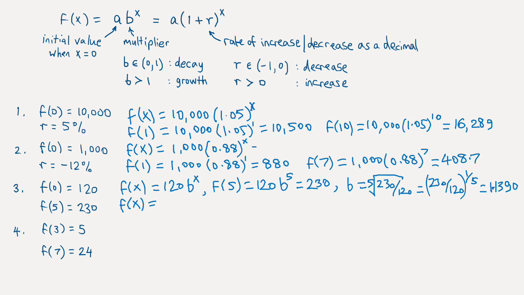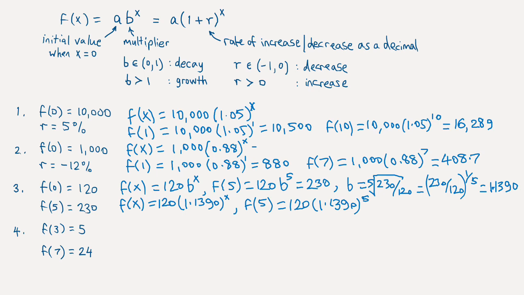And then going back to our equation here, our exponential function looks like this: 120 and then 1.1390 to the power x. And it's a good idea to check our numbers in our formula, to make sure that we're getting back the information that we started with. So let's figure out the value of the function when x equals 5 and hope that we get 230 as the answer. We should do, assuming we haven't made any calculation errors.